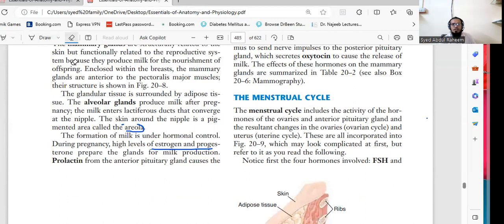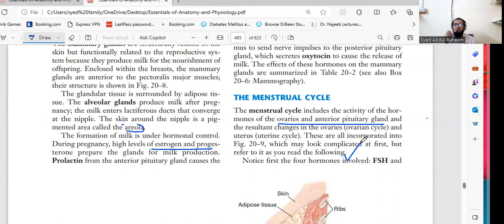The menstrual cycle includes the activity of the hormones of the ovaries. The menstrual cycle means the activity of hormones: at which time FSH is increased, at which time LH is needed, at which time we need estrogen, progesterone, all this. It involves the ovaries and anterior pituitary gland and the resultant changes in the ovaries. This may look complicated at first, but refer to it as you read the following.